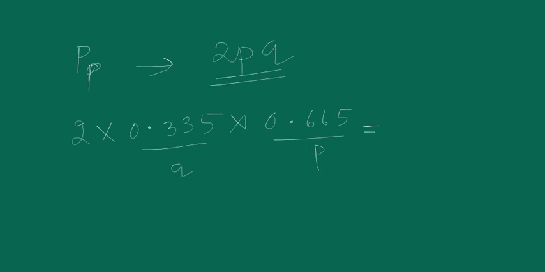2 into 0.335 into 0.665. So you'll be getting 0.4455, like that it will go. So you can write it as 0.4456 or 0.445. Anyway, in this range you will be getting the answer. No need to round it off. You can just write it as 0.445 or 0.446. Fine. Then moving to the last part. What was the last question?